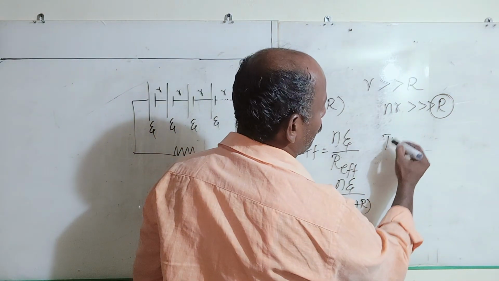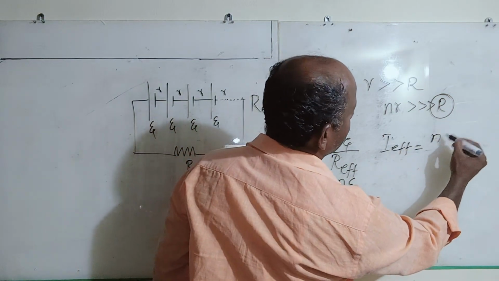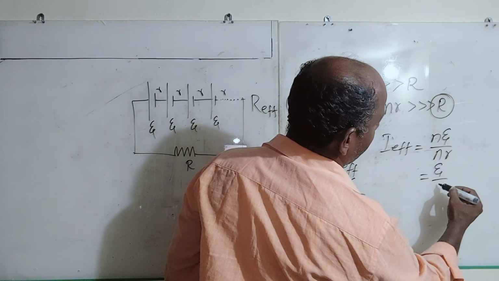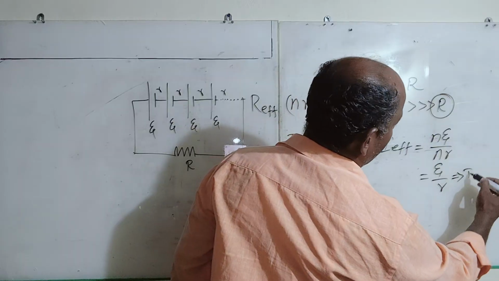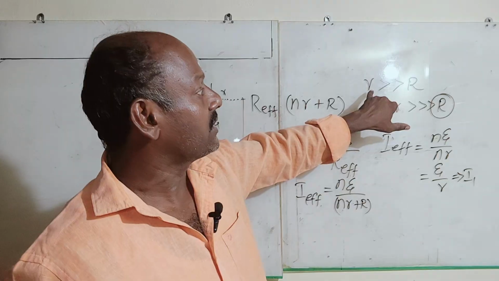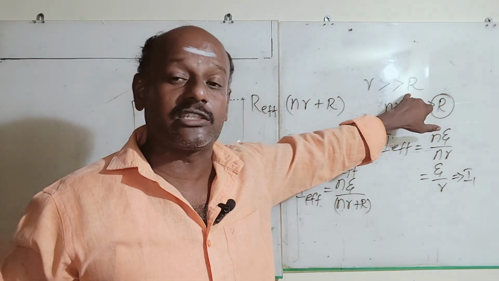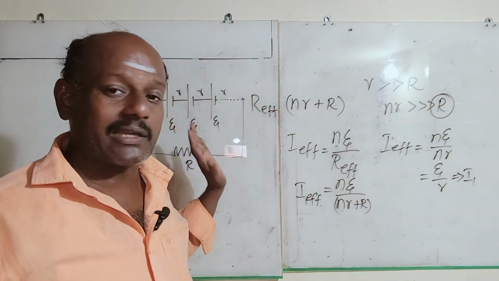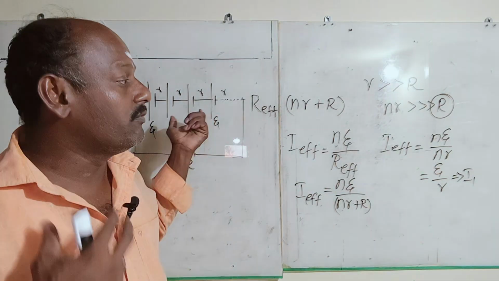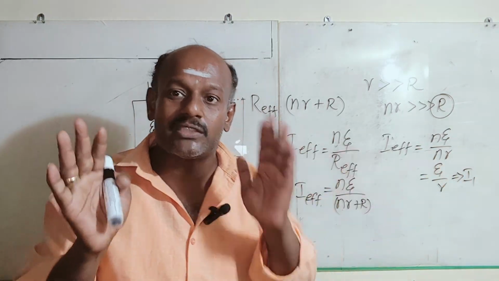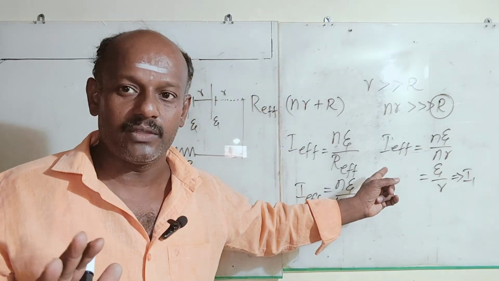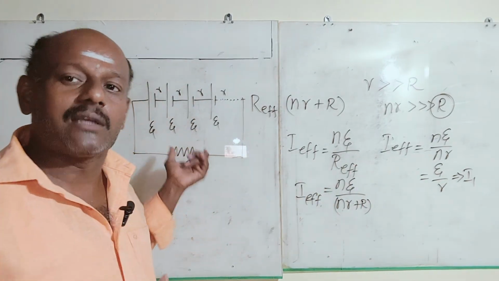So I effective will be equal to n times E divided by n times r, which is nothing but E divided by r. This is nothing but I1. That means the current delivered when the internal resistance is much greater than the external resistance, however many cells are connected in series, is only the current that can be delivered by a single cell. Do you think it is an advantage? Never. It is not good for the connection.